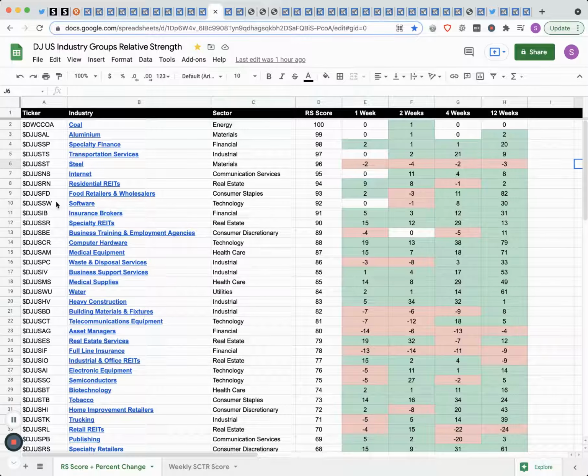But recently we've got some more growth names coming back in. So software, you see at number 10 there, which is ninth, because number 1 is the heading row. So software's back into the top 10 again. It's held there for another week, with an RS score of 92. And computer hardware moved up really strong this week, which is weighted heavily towards Apple. So Apple had a really good week.